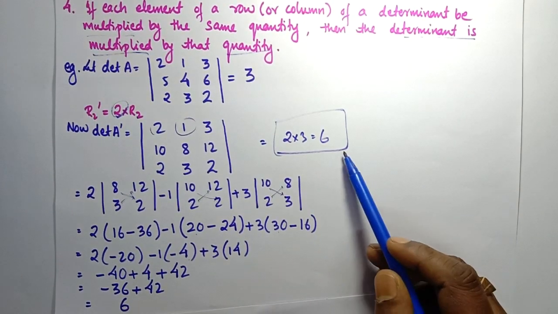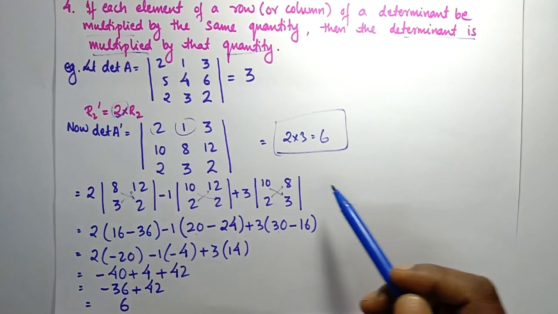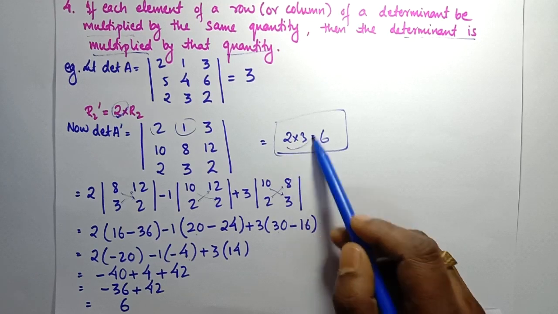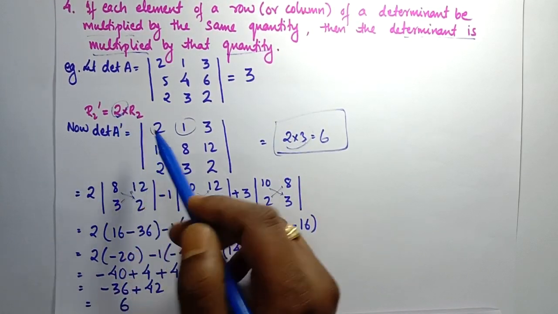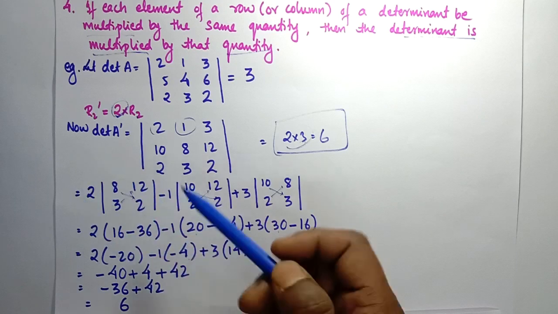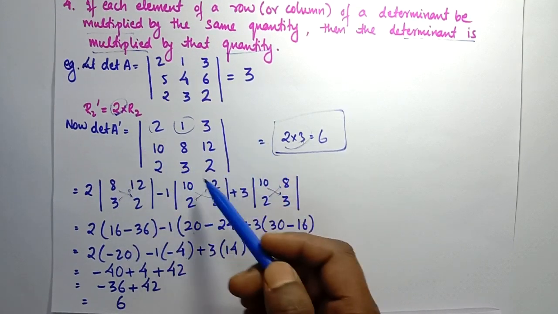So already I said you, by using this property we can use directly this. So directly you can multiply that. Whatever you are multiplying, you have to multiply either a row or a column. Okay, you can't multiply the whole thing.